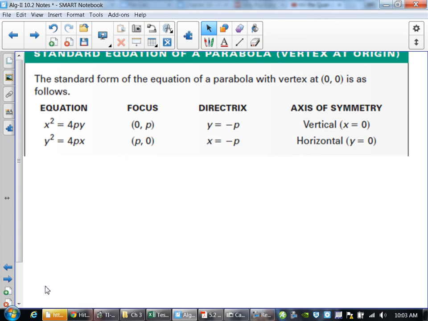The directrix is always going to be y equals the opposite of p, because it's going to be a horizontal line, with the parabola up like a cup or down like a frown. The axis of symmetry, obviously, we're at the origin here, so it's going to be vertical at x or horizontal at y.